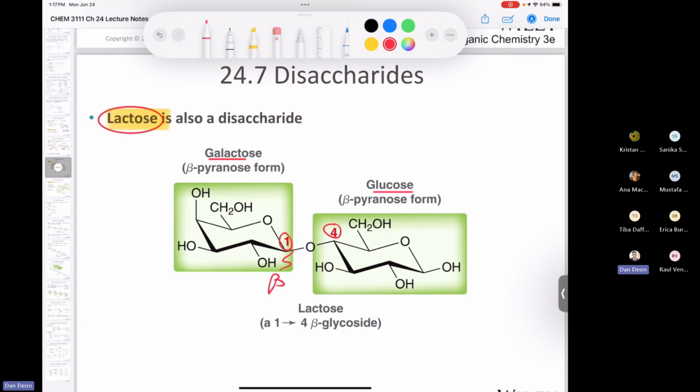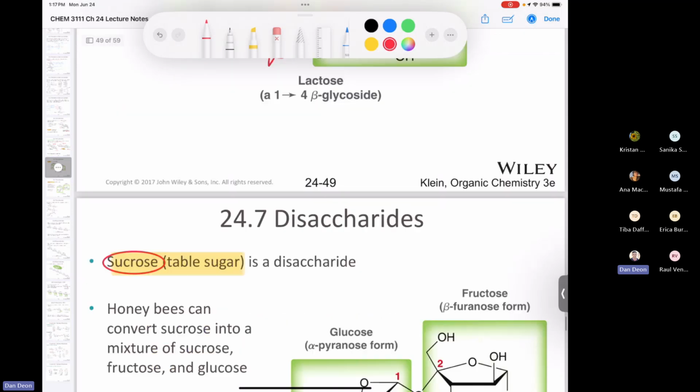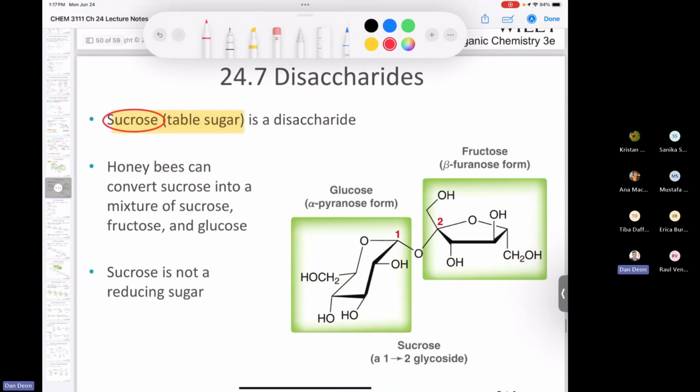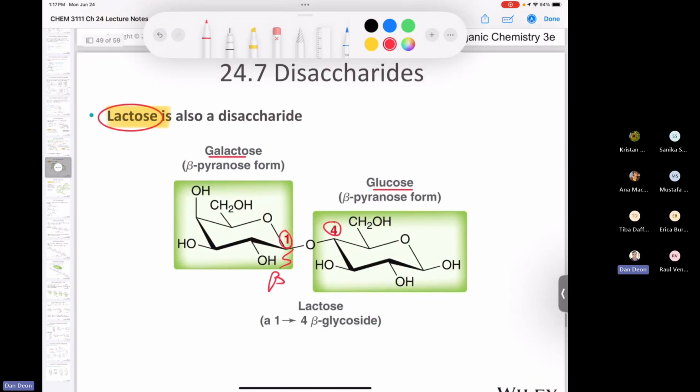Then we have cellobiose, which is a beta 1,4 glycoside, or a 1,4 beta glycoside. And then you have lactose, which is galactose and glucose, and it's also a beta or a 1,4 beta glycoside. Either way of describing it is fine. And you'll also notice, I forgot to say this, that lactose is also a reducing sugar, because you see it's got a hemiacetal here.